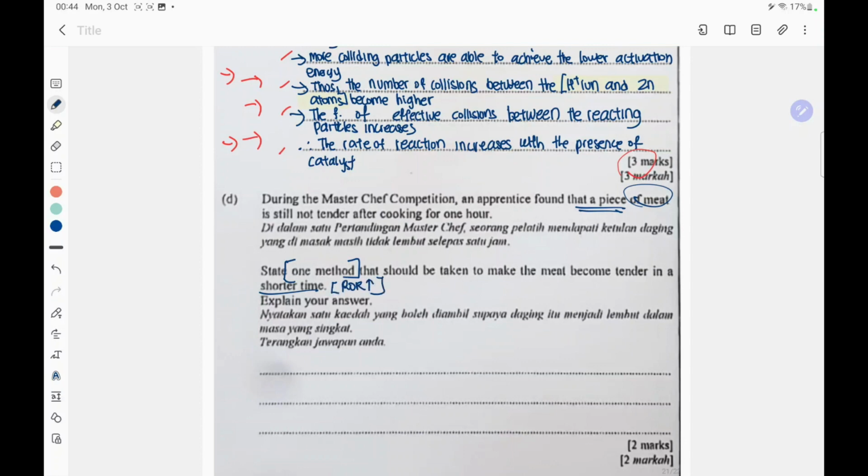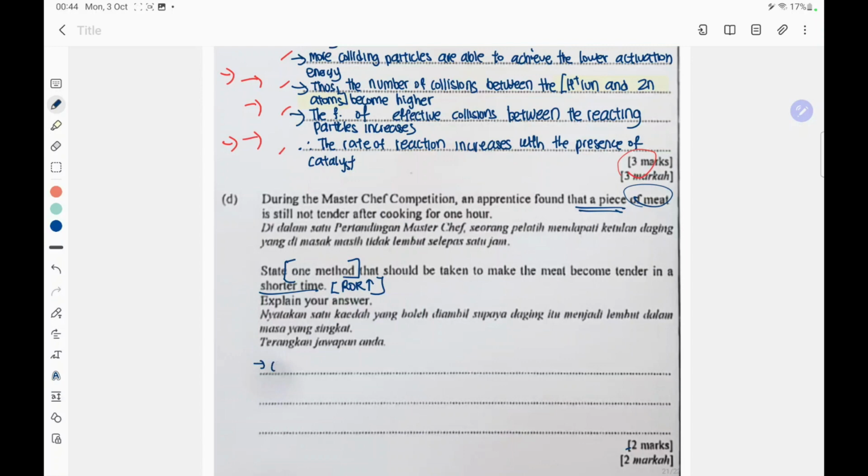Am I right? So we have to explain the answer. Okay, we have 2 marks here. We have one piece of meat. So what can we do to make this meat become more tender? Obviously, the first step, please follow the question. Do not miss this point. Because we have one piece of meat, so what are we going to do?